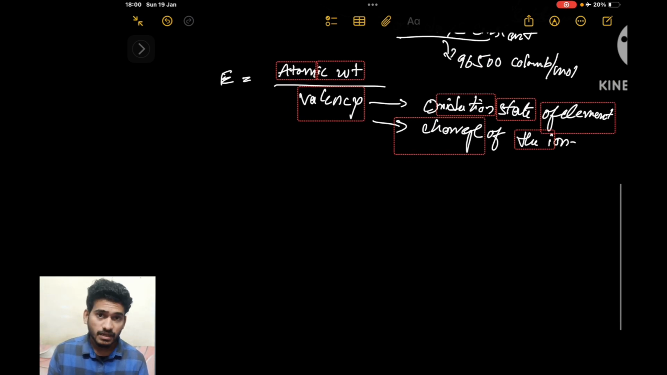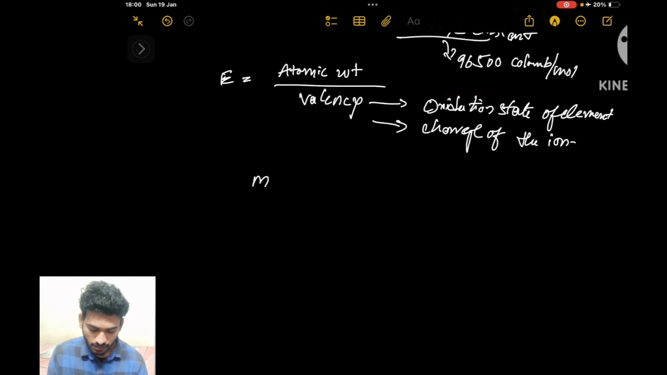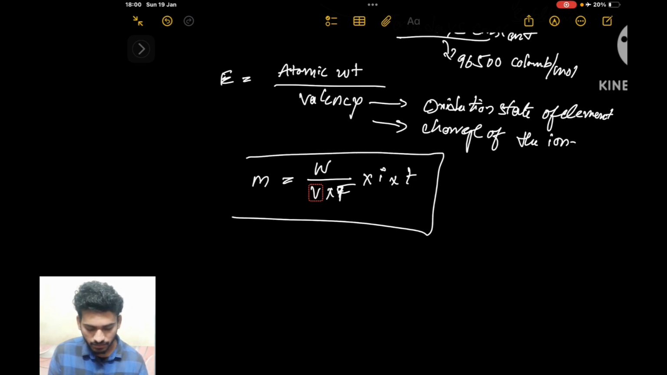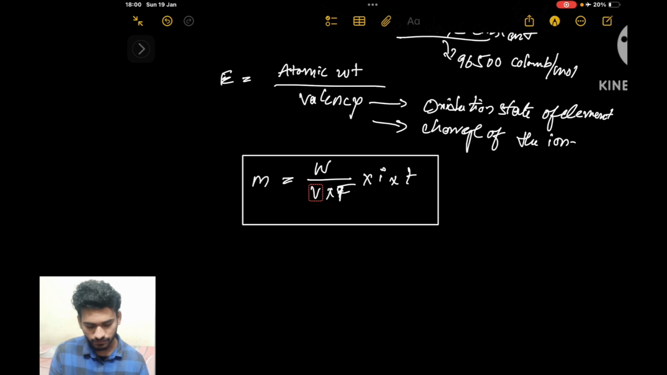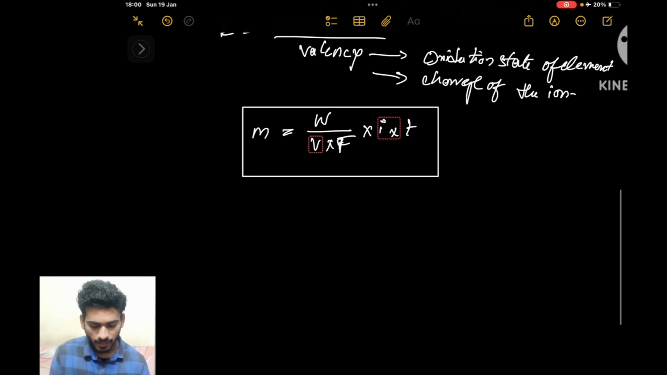So the overall equation can be written as: mass of the substance deposited equals atomic weight, let's take atomic weight as W and valency as V, into 1 Faraday, into current into time. This will be the overall equation for the first law.